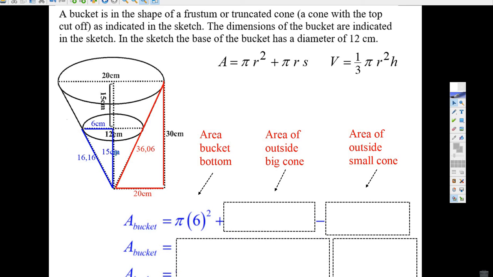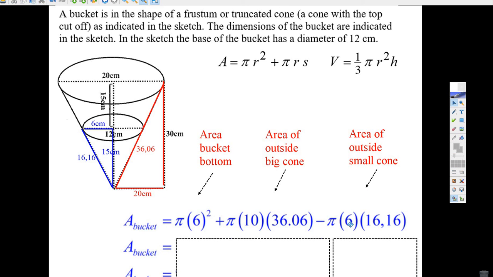What about the area of the outside of the big cone if there was a whole cone going down here? Well, pi r s. So it'd be pi times r times s, the slant height of the big cone, the hypotenuse there, that 36.06. And let's do the small cone. It would be pi times the radius of that small cone times the slant height of the small cone. Hey, you see this pi there? I can factor it out. So I could do it on a calculator. How I did it on my calculator, I factored out pi and went 10 times 36.06 minus 6 times 16.16 and put that in my calculator.